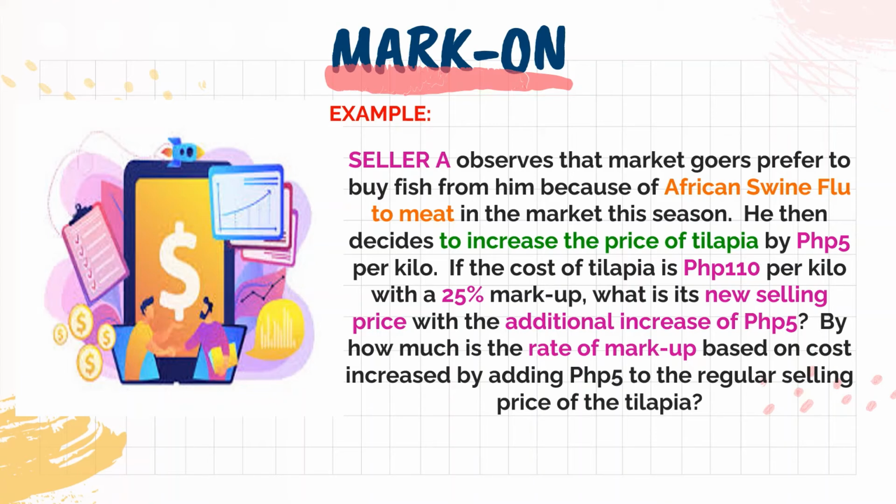So, he then decides to increase the price of tilapia by 5 pesos per kilo. If the cost of tilapia is 110 pesos per kilo, with the 25% markup, what is its new selling price? With the additional increase of 5 pesos, that is our mark-on, the 5 pesos. How much is the rate of markup based on cost increased by adding 5 pesos to the regular selling price of the tilapia?